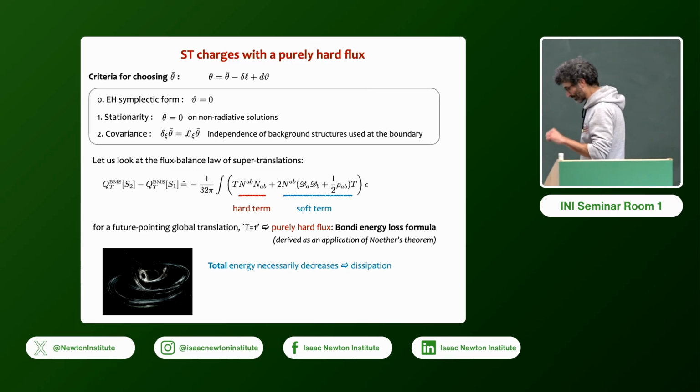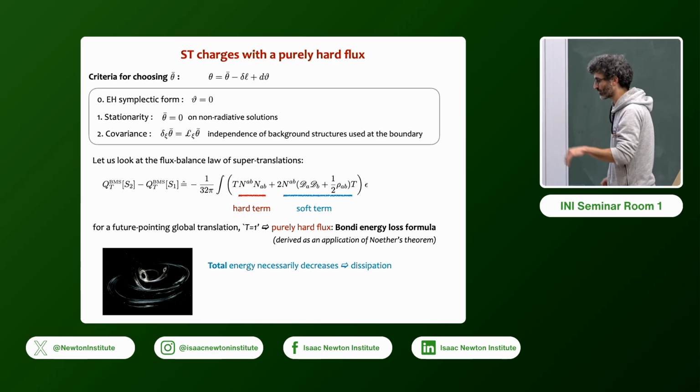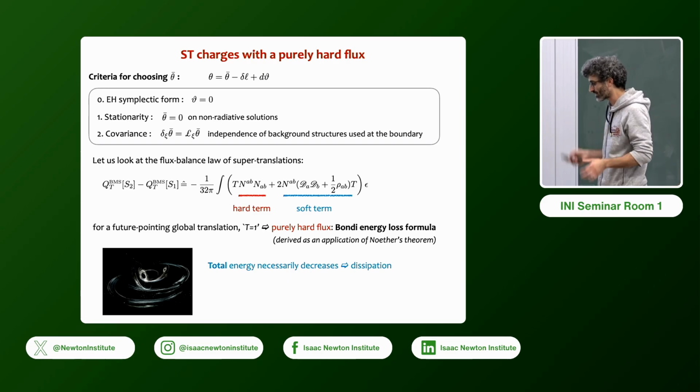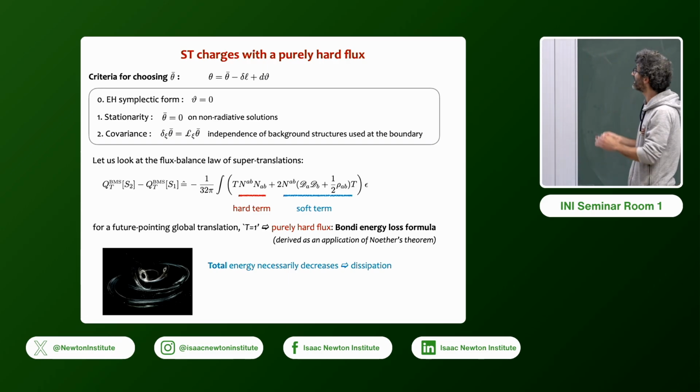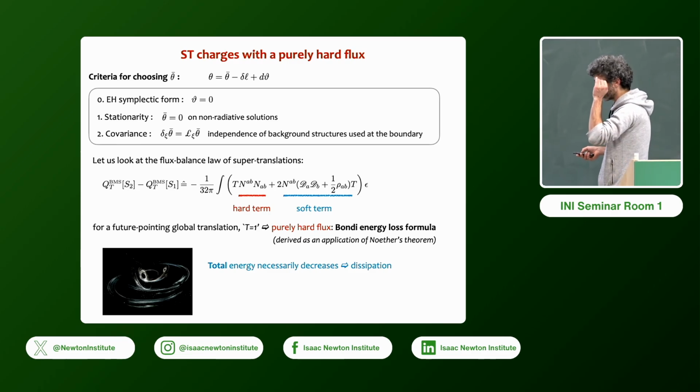So when people say that the Bondi energy loss formula was one of the first historical proofs that gravitational waves really exist, they refer to this, the fact that there was a clear statement of dissipation, monotonicity of the flux.